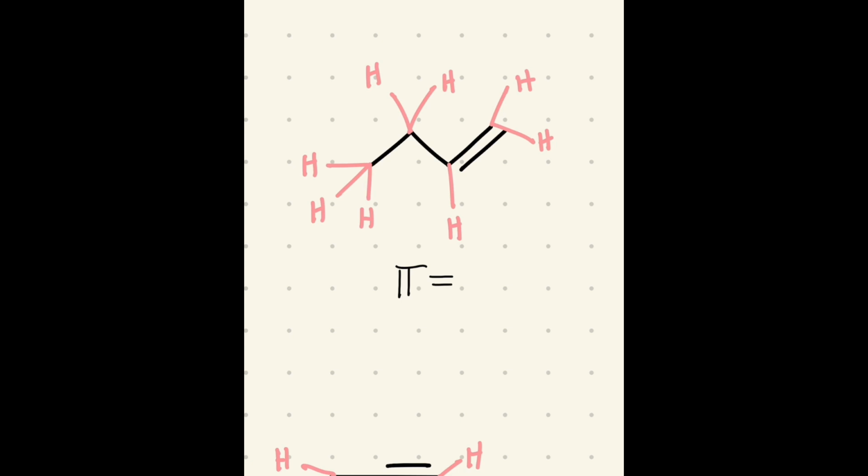How many pi bonds do we have? 1. So how many sigma bonds do we have? Let's count them. Let's repeat that. 1, 2, 3, 4, 5, 6, 7, 8, 9, 10, 11. We have 11 sigma bonds. Notice how I only highlighted the first bond of the double bond that we have here.